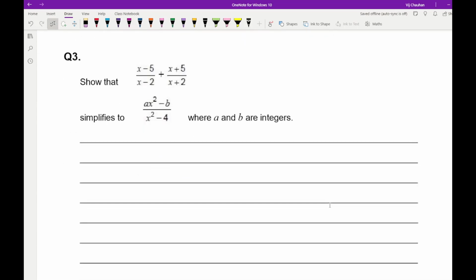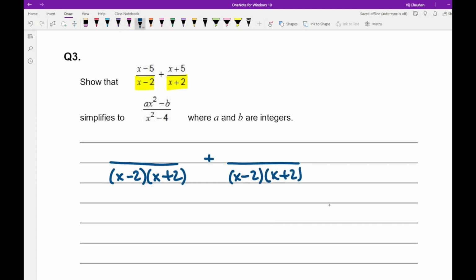Moving on to question 3, it says show that (x minus 5) over (x minus 2) plus (x plus 5) over (x plus 2) simplifies to give an expression in the form (ax squared minus b) all divided by (x squared minus 4), where a and b are integers. For this, we first need to get our common denominator, which in this case is (x minus 2)(x plus 2).